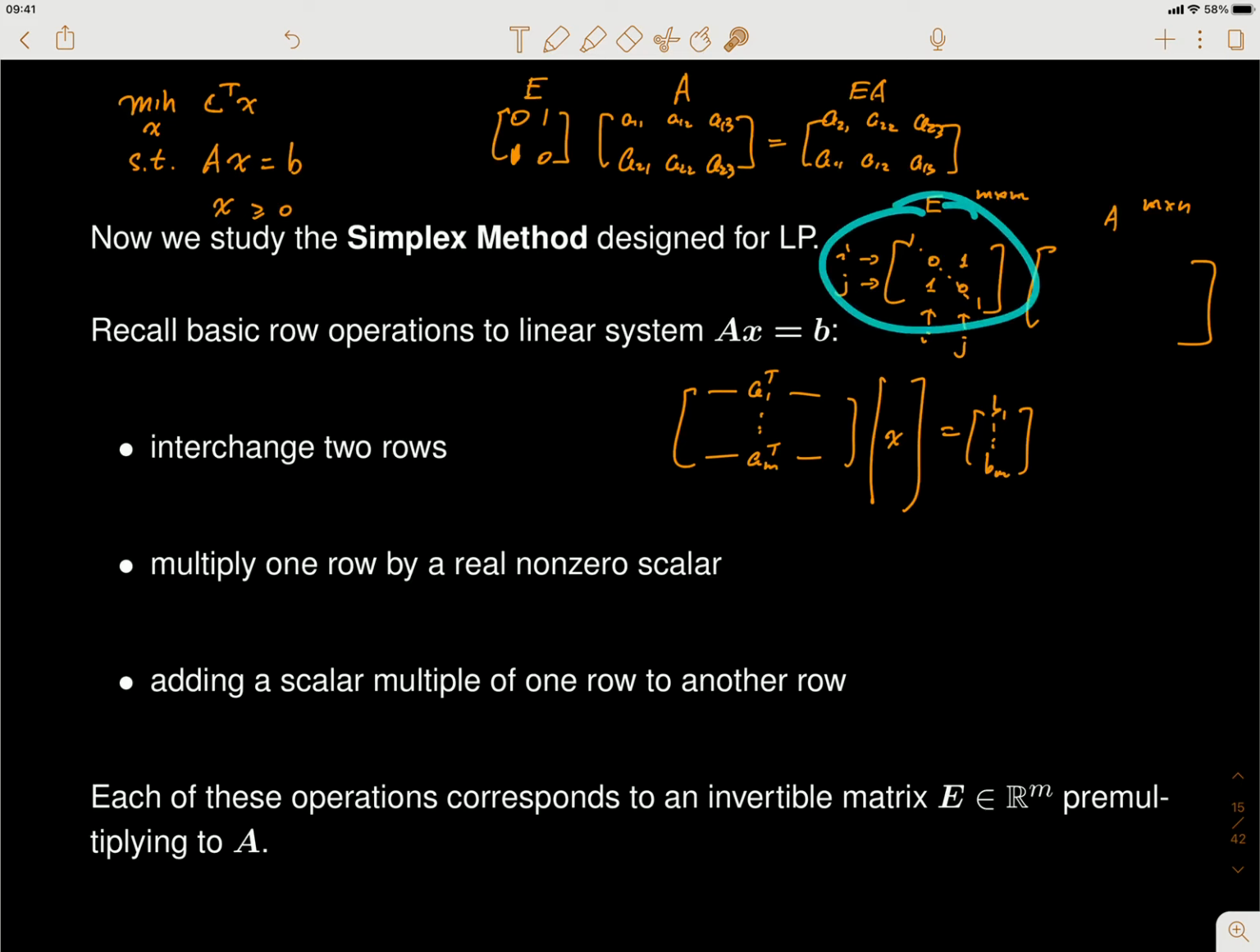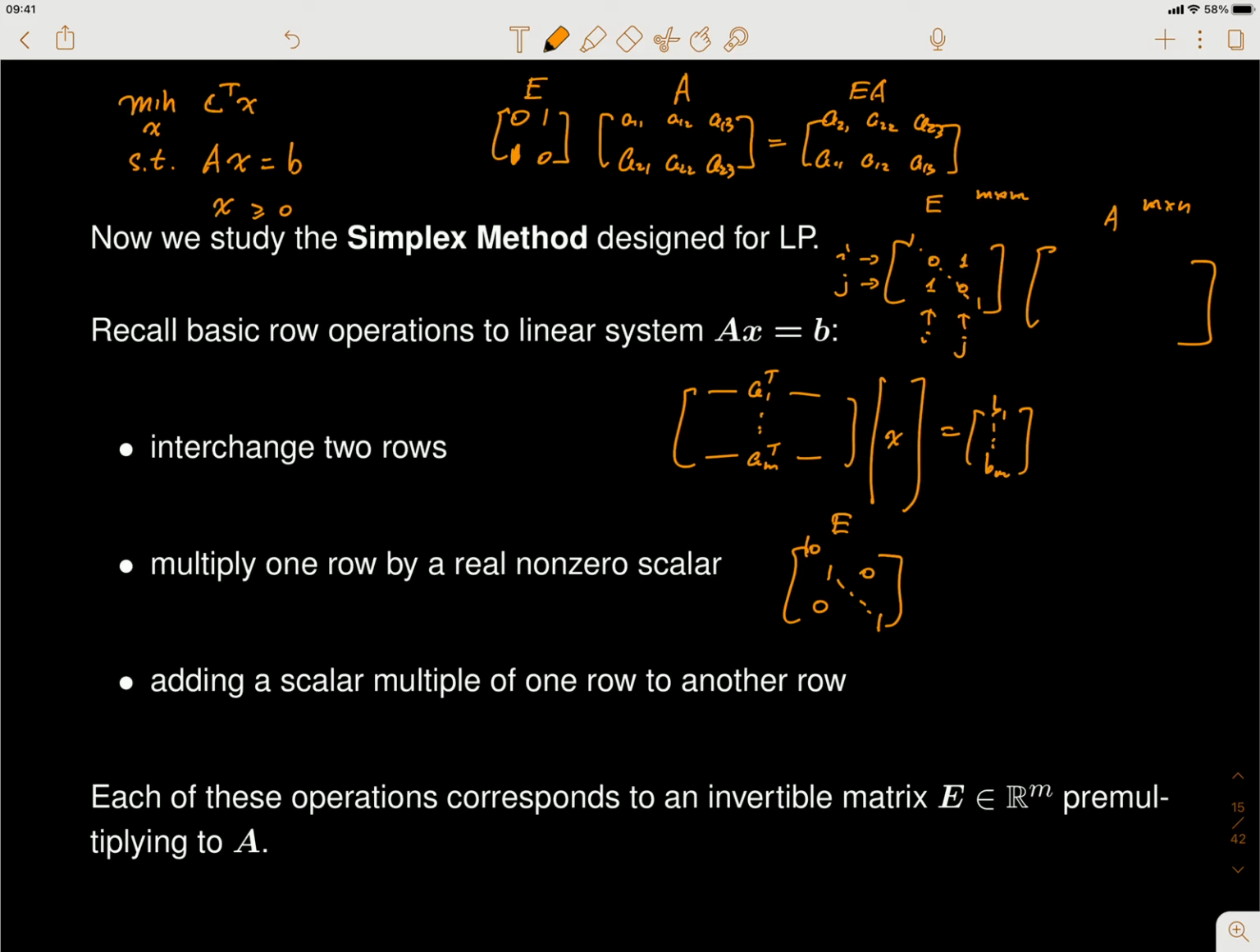Essentially, just multiplying a matrix E like this, and you can show a similar thing for the others. If you want to multiply a certain row by a non-zero scalar, then you just have this E matrix. Say, for example, you want to multiply the first row by 10, then just the first component is 10. The rest are still ones, and the others are 0. This will be your E, and when you multiply this E to the matrix A, you're just multiplying the first row of this matrix A by 10.